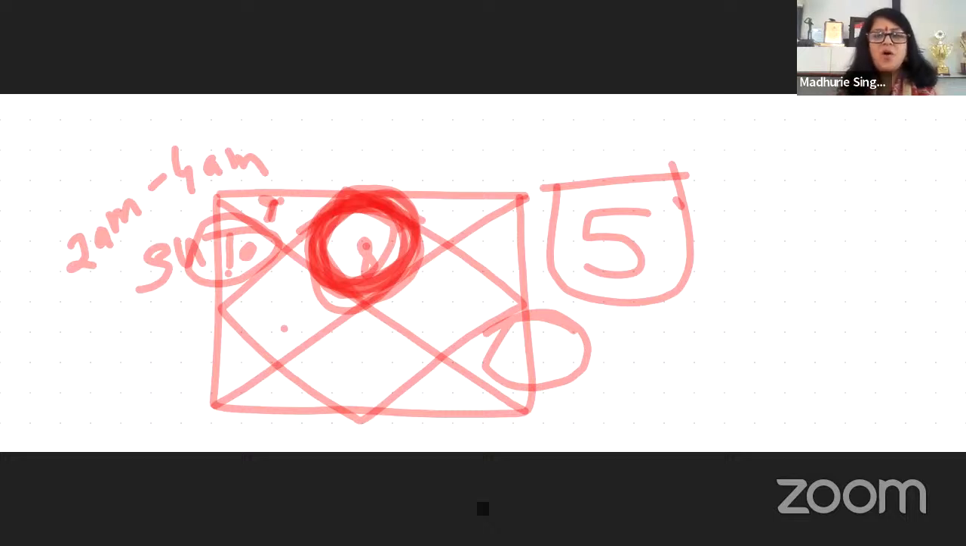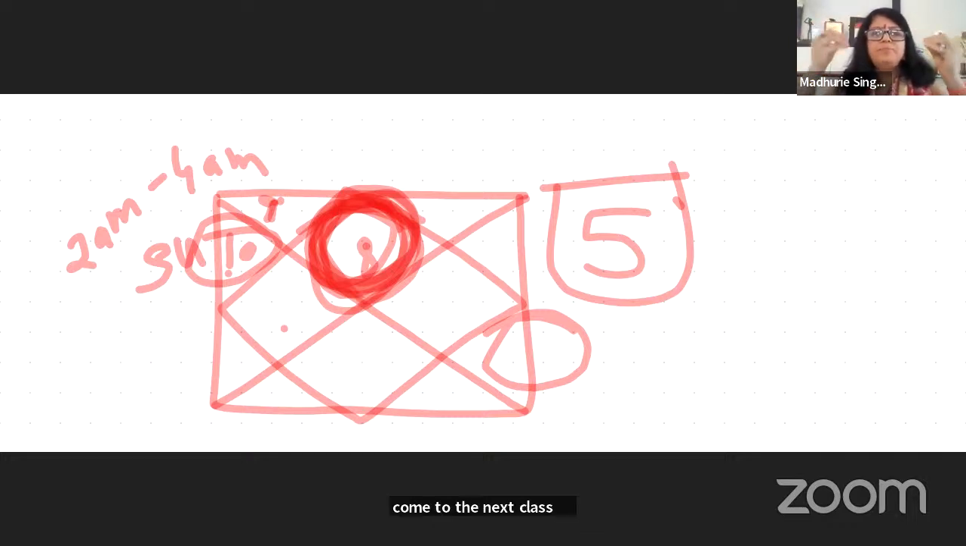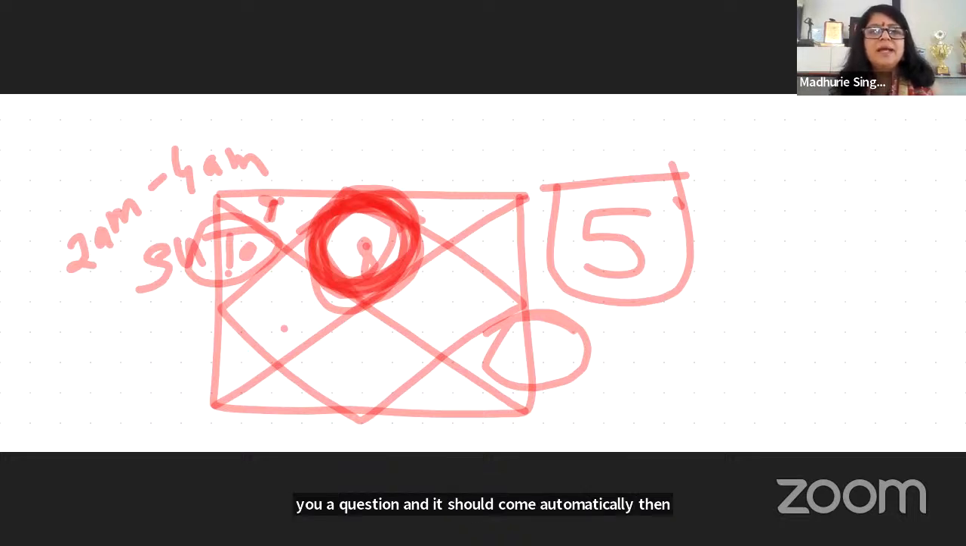But it needs a lot of practice. Because the information is there. You cannot keep on opening the book and say, wait a minute, let me see, right? You have to have it. That is why we will go very slow. So that when we come to the next class, all this should be on the tip of your tongue and in your brain. I ask you a question and it should come automatically. Then only it is fun to teach and learn. And that is why I will go very slow.